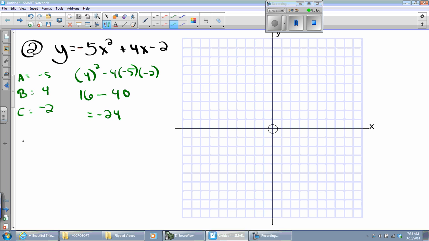So, again, I go to my vertex, right? And the negative of b would be negative 4 over 2a, which would be negative 10, which is a positive 2/5. Okay, or you could use 0.4 if you really wanted to. All right, so I'm going to go to an input-output table.